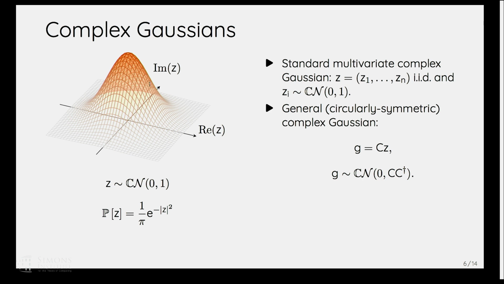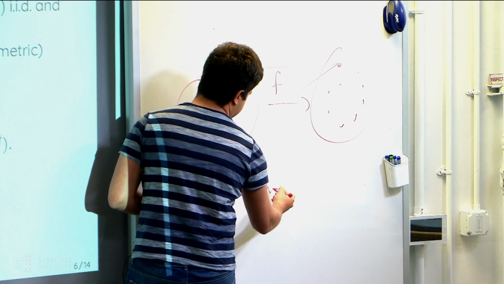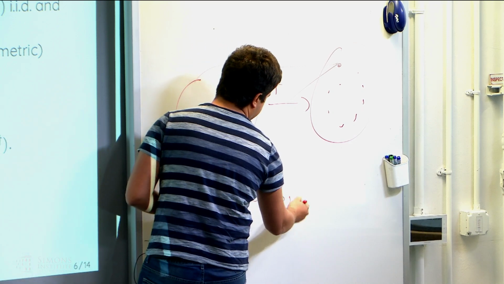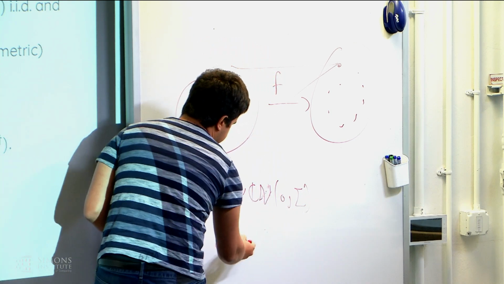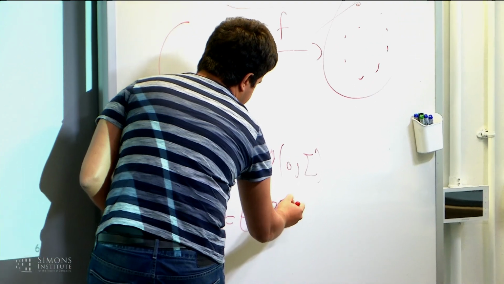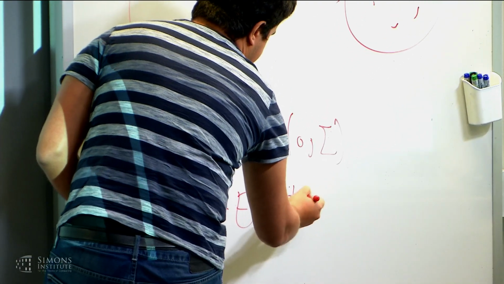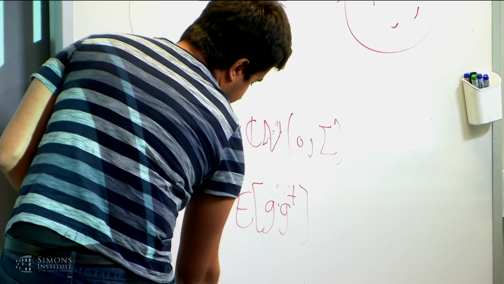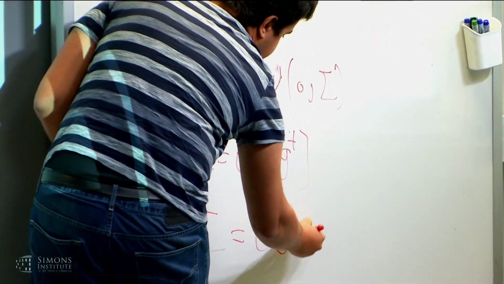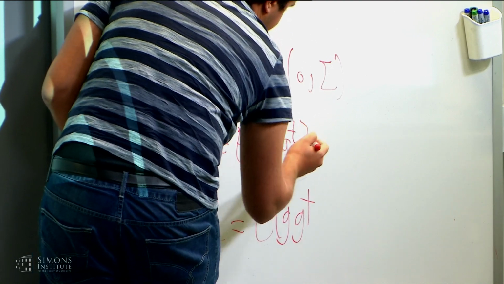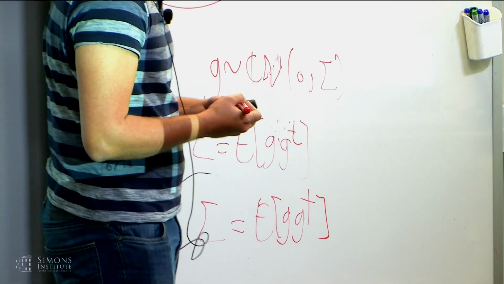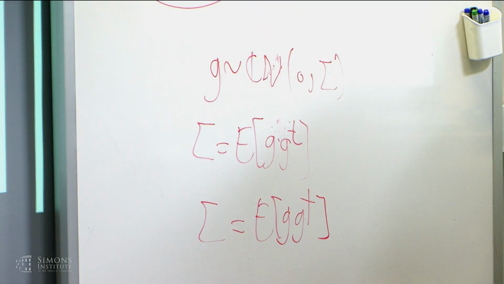Okay? When you're dealing with complex valued random variables, when you're defining the covariance matrix, you basically can't take the expectation of the square anymore. So if G is distributed according to a standard normal with covariance sigma, this doesn't mean that sigma is the expectation of G squared or GG transpose. What this means is that sigma is the expectation of GG dagger. So you take the complex conjugate and then do the transpose. So just want to point that out.